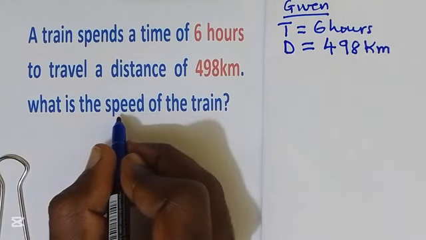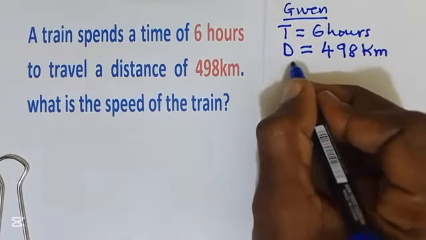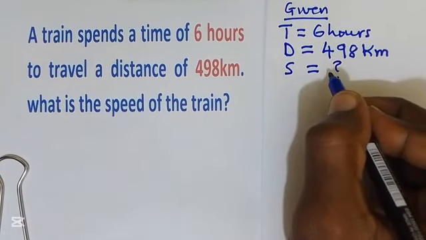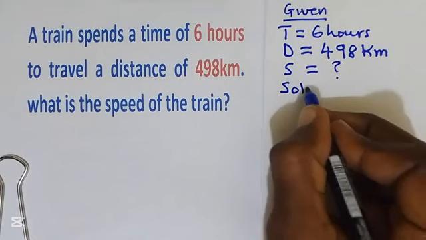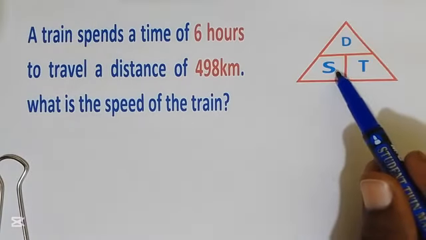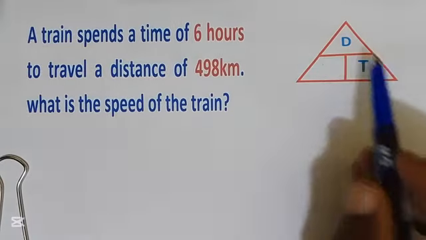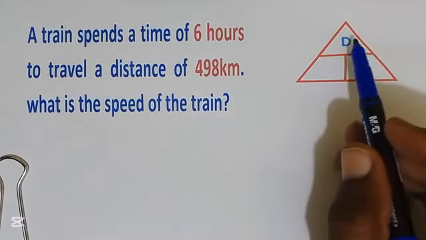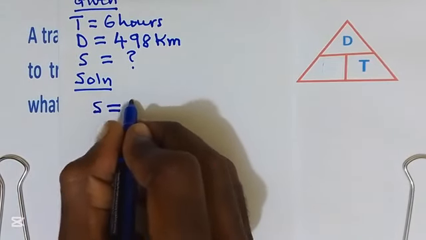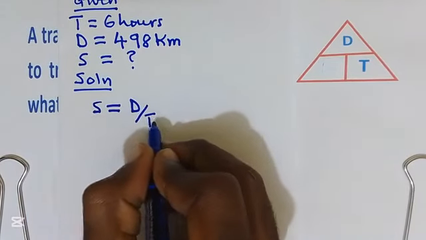They are asking us for the speed. So speed is equal to what? Let's go to the solution part. We are looking for the speed, so I'm going to hide speed. Speed is equal to distance over time.